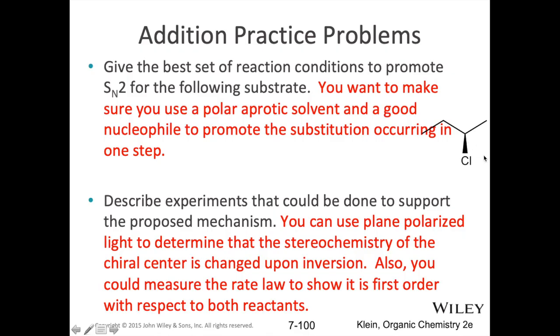Okay, so if you pass plane polarized light through your product, you should be able to see that it deflected only in one way. It's not canceled out by a racemic mixture. The other thing you could do is do some kinetic experiments and determine the rate law. If it's first order with respect to the nucleophile, then that tells you it has to be SN2, because SN1 is zero order with respect to the nucleophile.